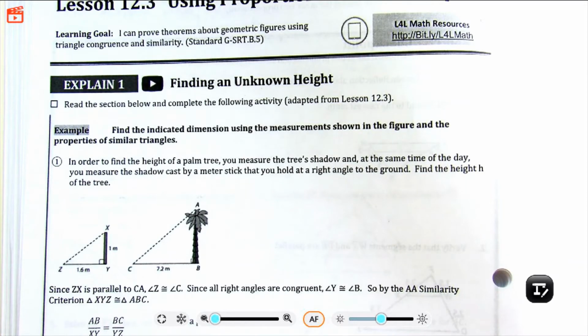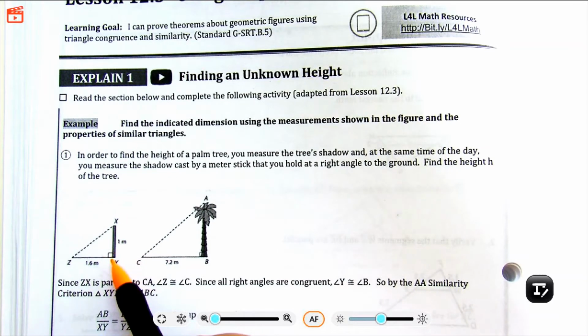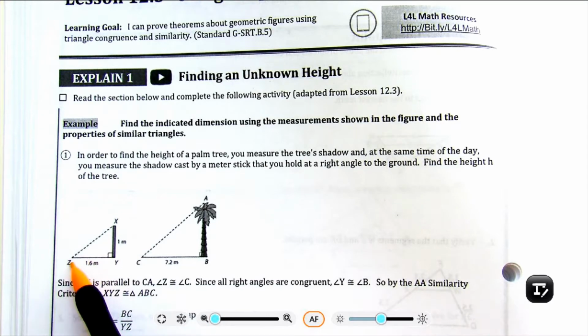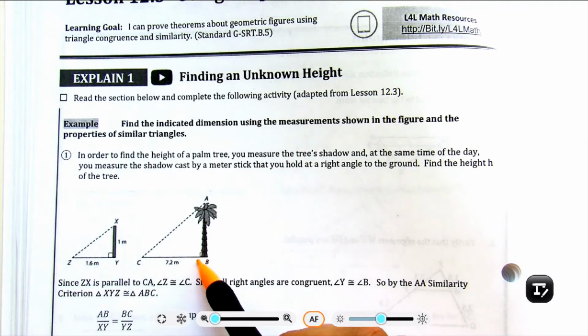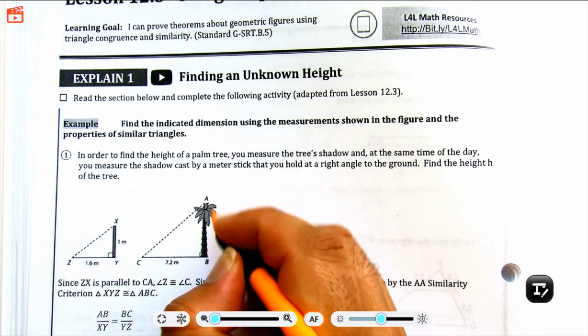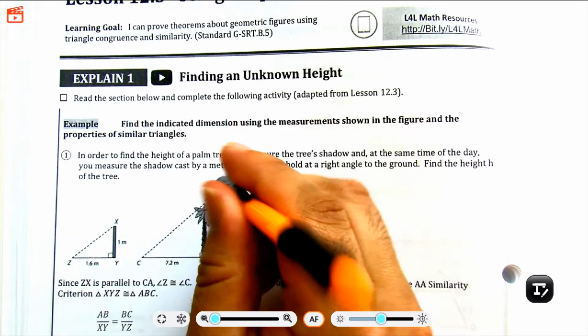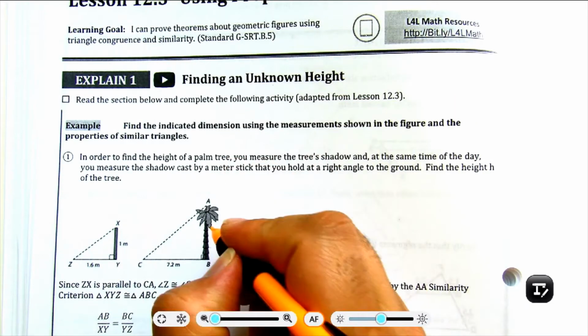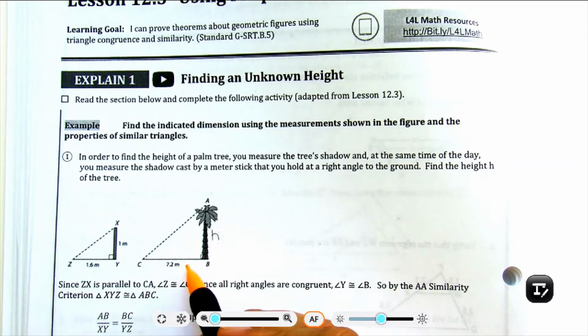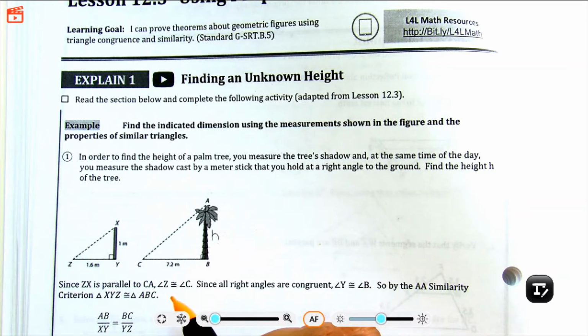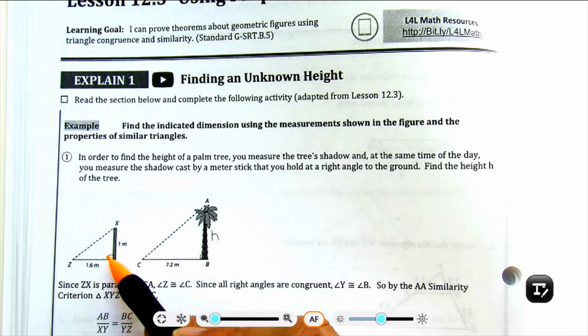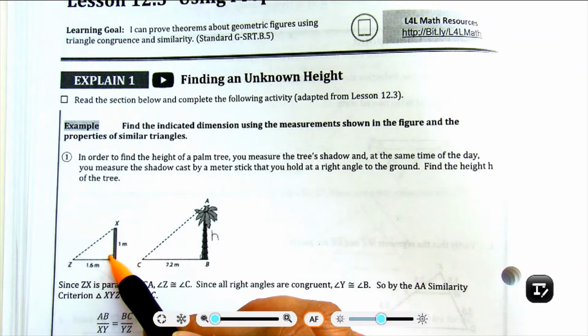So we have a meter stick here, 1 meter, and that forms a shadow that is 1.6 meters long. We have a palm tree, which we don't know the length of, so we call that x, or actually they're calling that h in this problem. So this is the height. And the palm tree casts a shadow that is 7.2 meters across. So we could create a proportion because we have two right triangles. This is 90 degrees, this is 90 degrees.